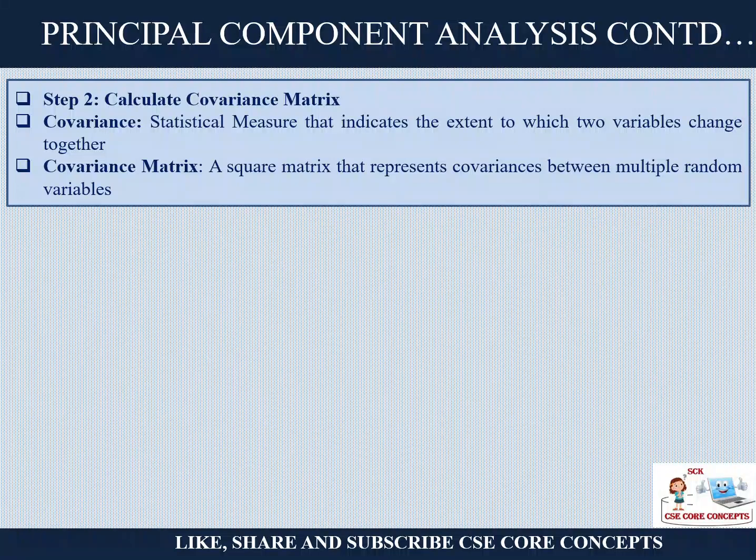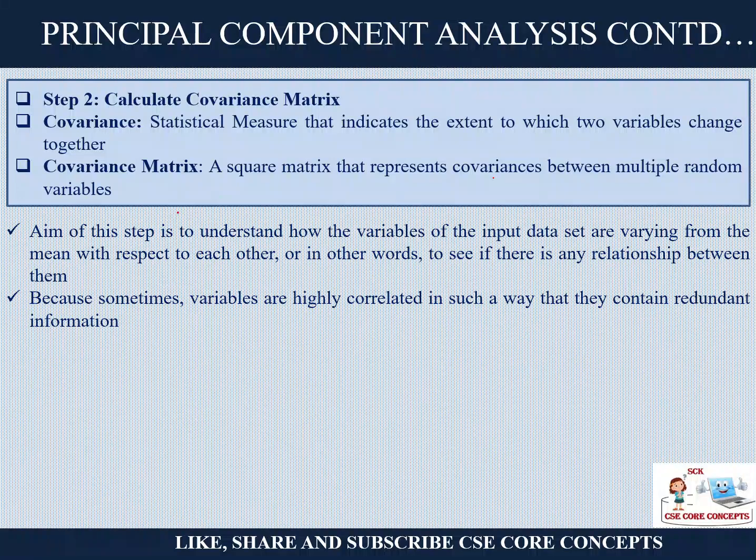But the chances of covariation between your height and weight will be very high, right? So the covariance matrix is a square matrix that represents the relationships between multiple random variables. Based on that, you create a matrix. The aim is to understand how the variables of the input data vary from the mean, that is, how much they differ from the average, with respect to each other, or whether there is any relationship or not.